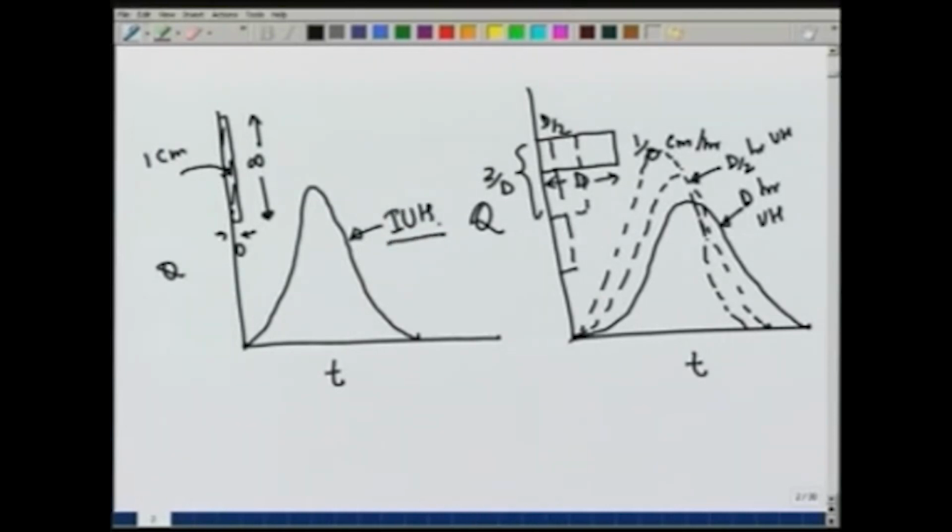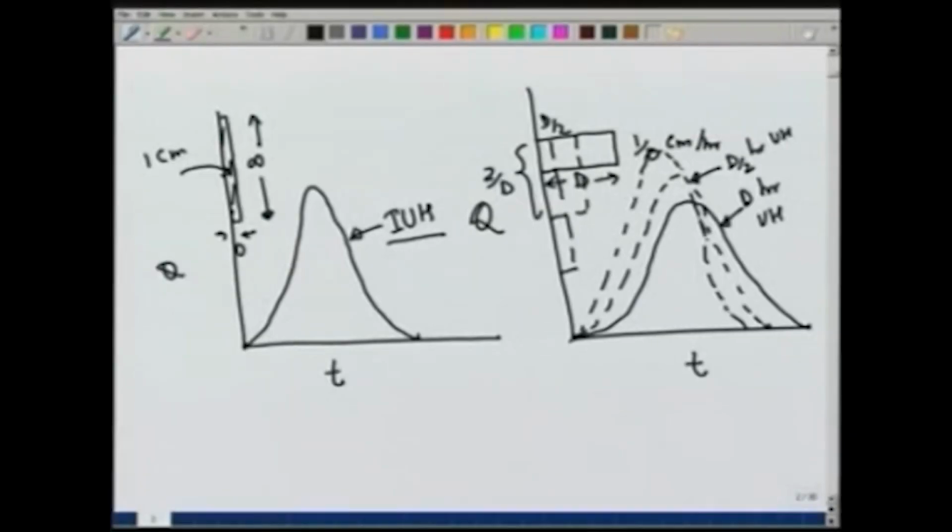So, as you can see, there is no duration attached with IUH. In unit hydrographs, we had a D hour unit hydrograph, for example, it may be a 6 hour, 4 hour or 2 hour unit hydrograph, but IUH is for instantaneous precipitation with total depth of rainfall equal to 1 centimeter, or sometimes people take 1 inch.